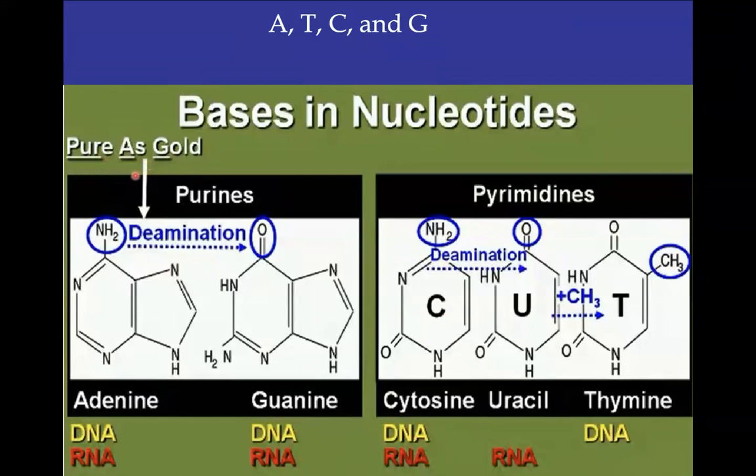All right, so here's your mnemonic: pure as gold, pure for purines, and then as gold, A and G for adenine and guanine. Now, if you remember pure as gold, you can just remember that all the others, so cytosine, uracil, and thymine, all of these are pyrimidines. If pure as gold tells you that adenine and guanine are purines, the rest are pyrimidines.